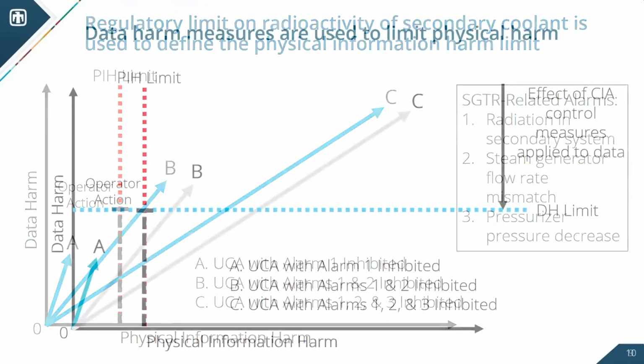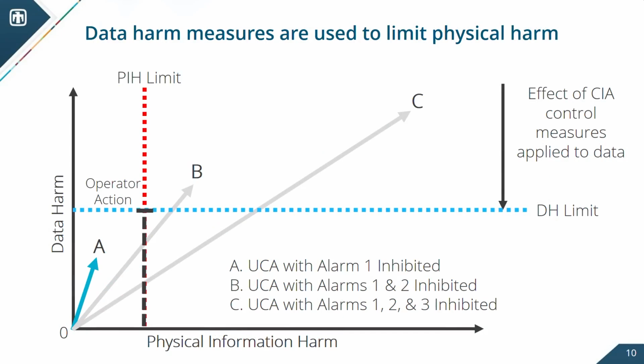And so right away we start to realize that the operator has a cap of how much data harm they can withstand and still be able to meet the requirements of protecting that physical information harm. And so this is why it's so critical when we design our measures to say, hey, I can lose 1, but I can't lose more than 1.